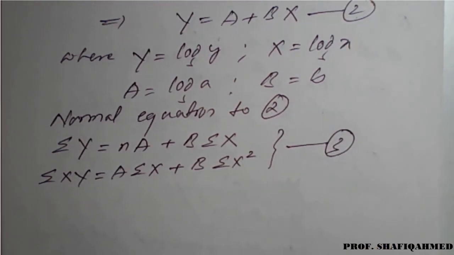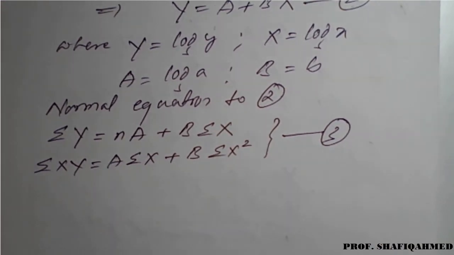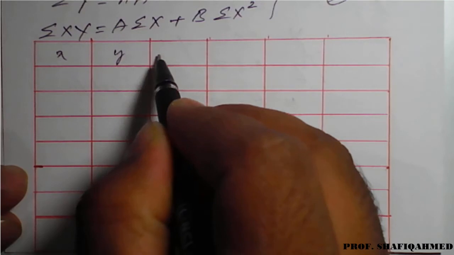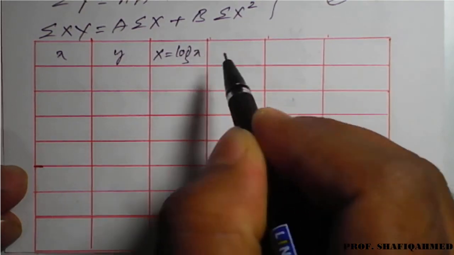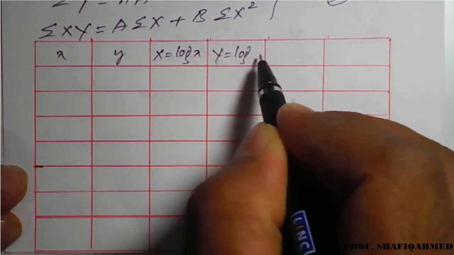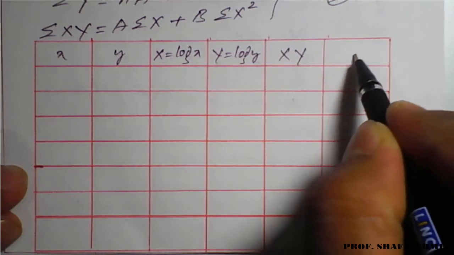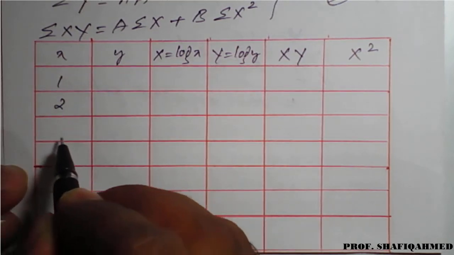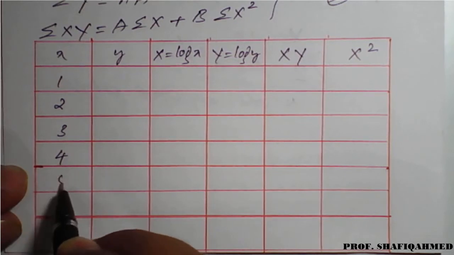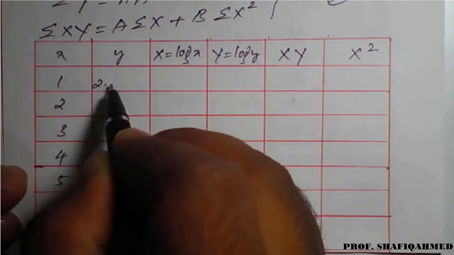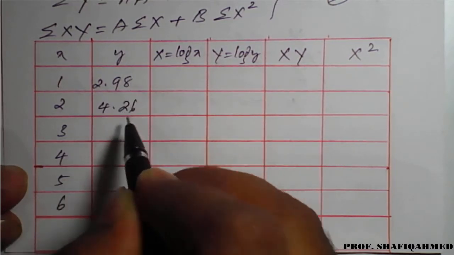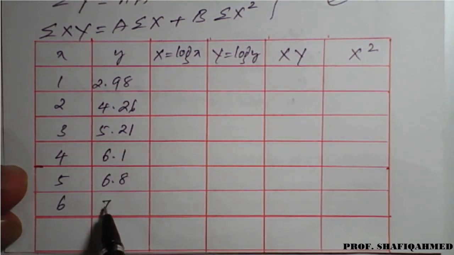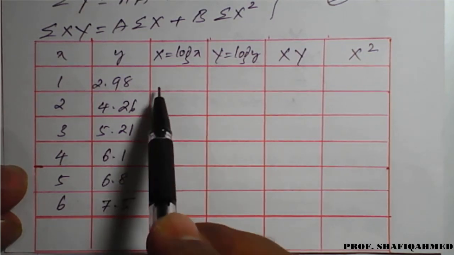Now based on equation number 3, we need to go for the table. The table has the usual small x column, small y column, then capital X which is log of small x, capital Y which is log of small y, capital XY, then capital X square. The given data for small x is 1, 2, 3, 4, 5 and 6. Small y values are 2.98, 4.26, 5.21, 6.1, 6.8 and 7.5.